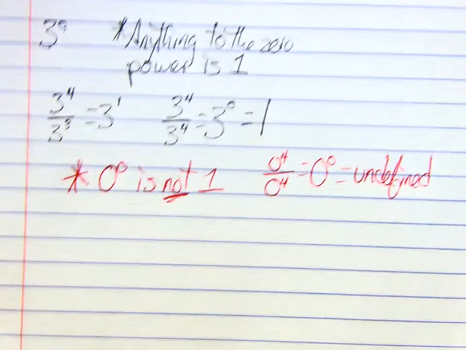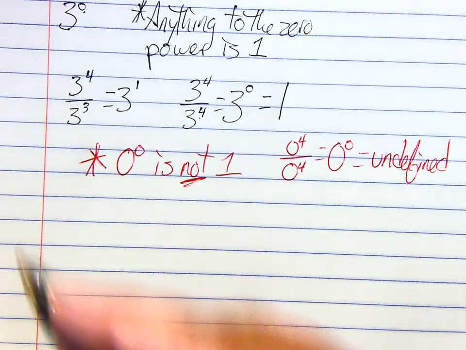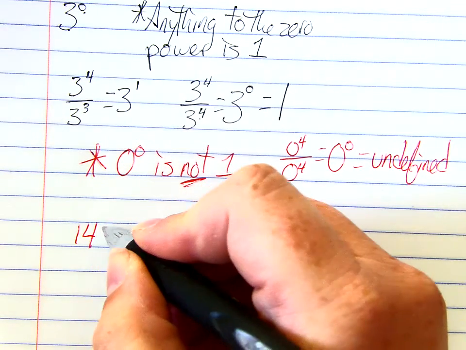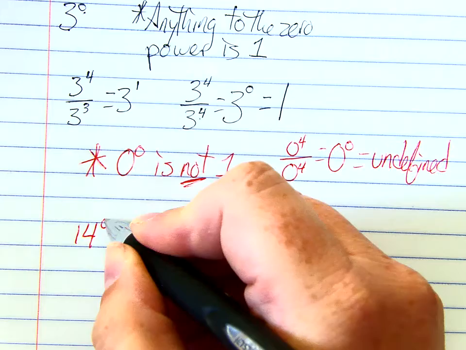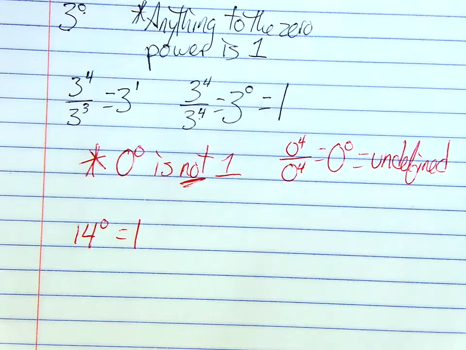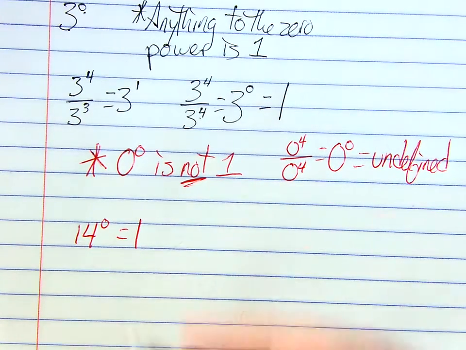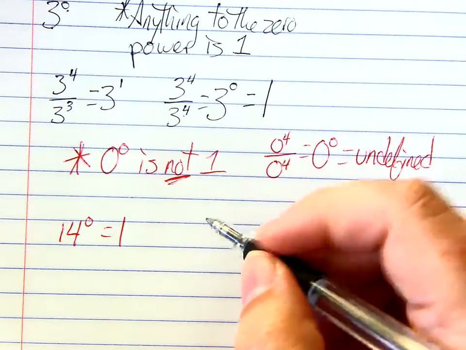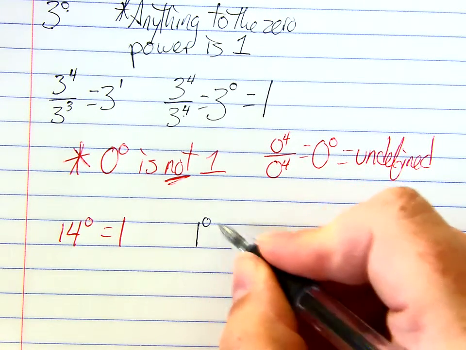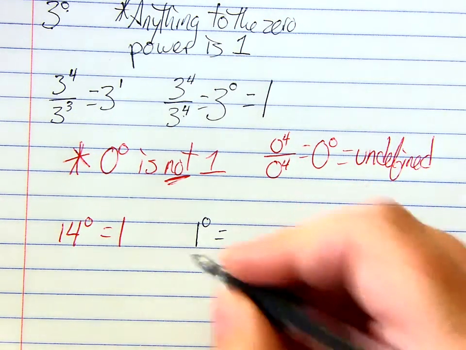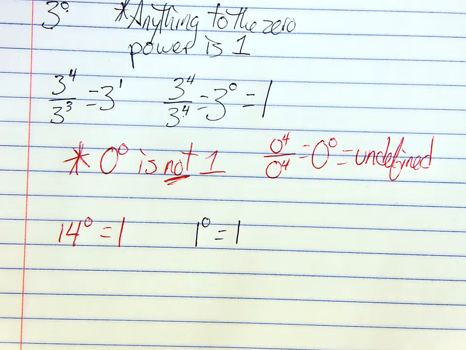So let's try a couple of things. Let's say I had 14 to the 0 power. What is that going to get me? 1. Let me switch back to black, actually. If I had, what about 1 to the 0? Still 1, right? The only time you're going to have an exception is when it is 0 to the 0 power.